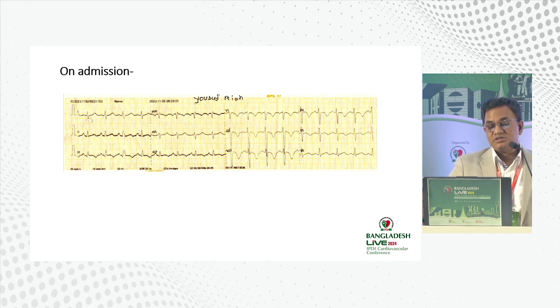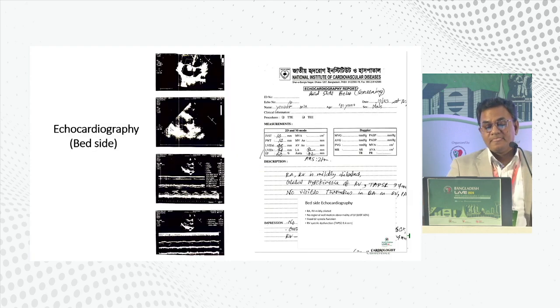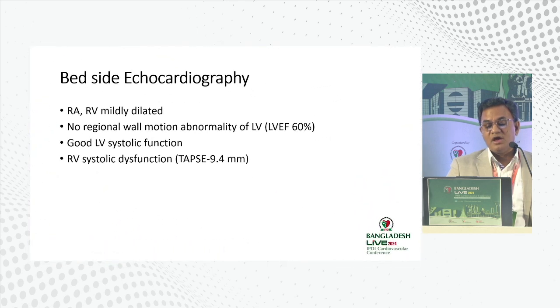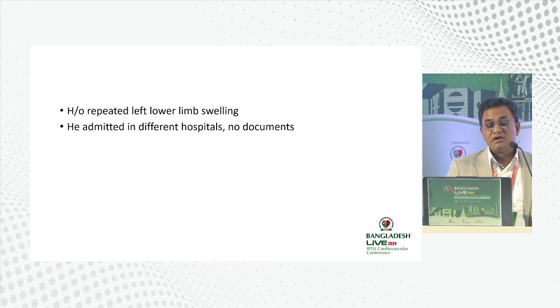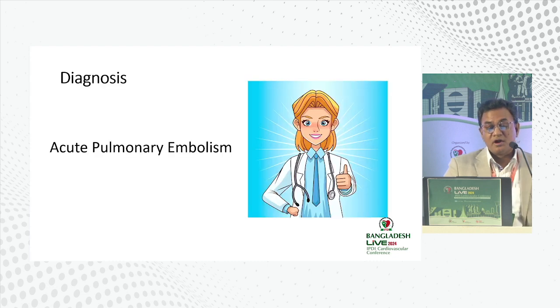So look at this ECG. This ECG also reveals an S1Q3T3 pattern along with T inversion in the anterior leads. We did bedside echocardiography, which reveals RA and RV dilated and RV dysfunction, but LV function is normal. He had a history of left lower limb swelling and was admitted to a different hospital, but there is no documentation. So with this background of left lower limb swelling and breathlessness, clear lung bases, low oxygen saturation, and dilated RA and RV, we can make a diagnosis of acute pulmonary embolism.